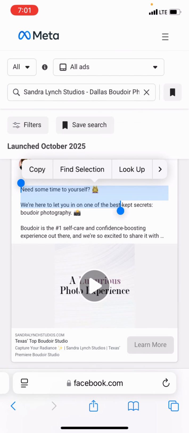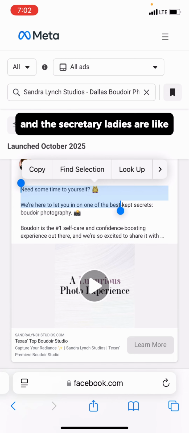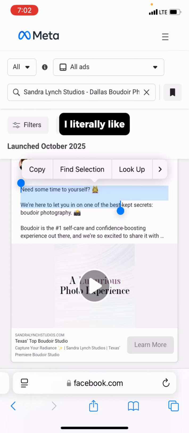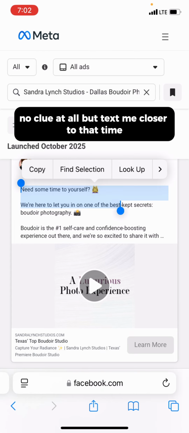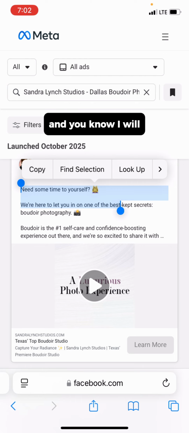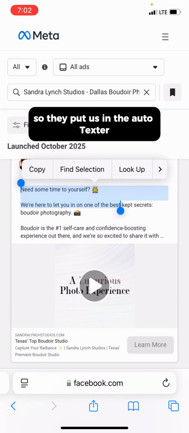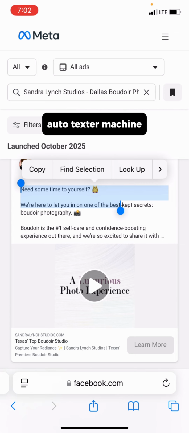So we go to the dentist, get our 6-month teeth cleaning done. No cavities, cool. We're at the front desk paying, and the secretary is like, hey, are you free 179 days from now on Thursday at 6:50 a.m.? And we're like, dude, I literally have no idea. But text me closer to that time, and I'll know my schedule then.